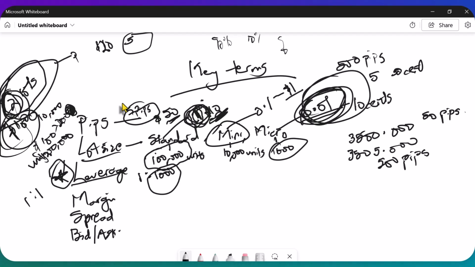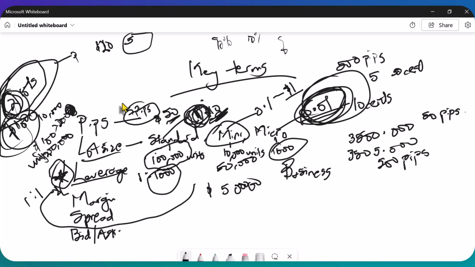Now, let me explain margin and leverage in a real world scenario. Let's assume you want to open a business and you have a certain amount of money. Let's assume you need $500,000 to open a business and you already have $50,000 in savings. Then you go to the bank to leverage their money, so that you can be able to open this business.